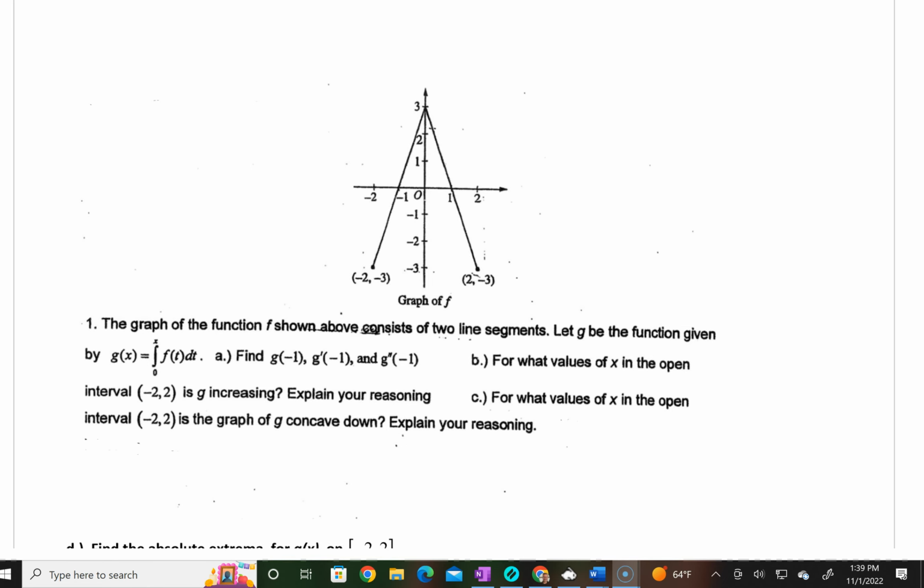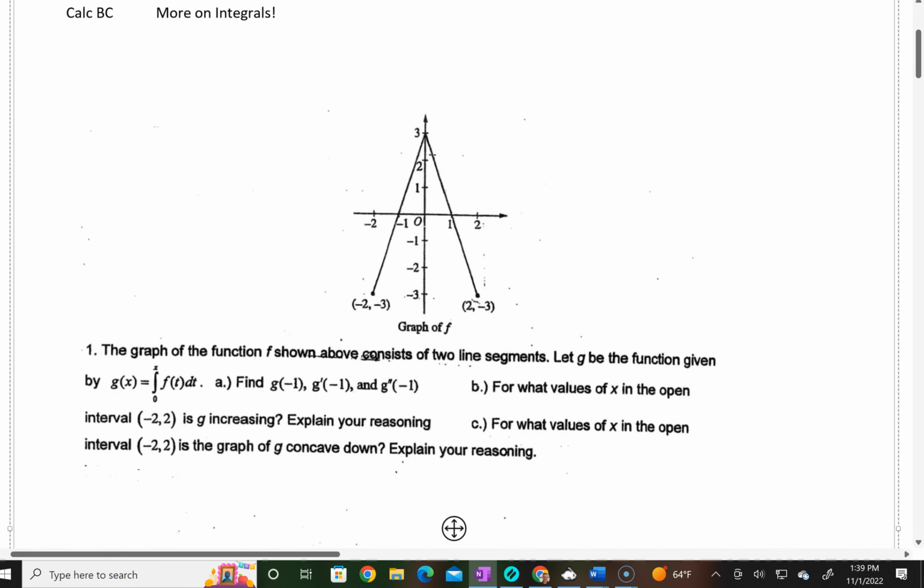Okay, here we are. We're already past our lesson in the textbook. We've gone through sections 5.1 through 5.5. Here is a College Board focused topic, more on integrals. And we'll see a worksheet on that in just a little bit too.